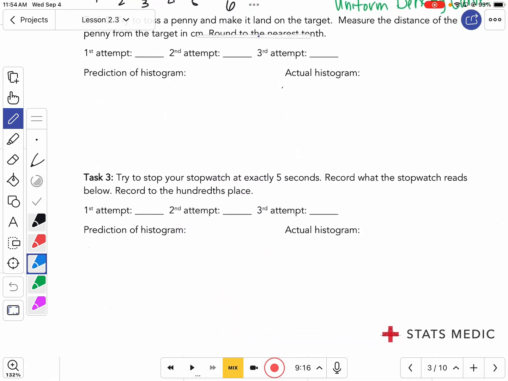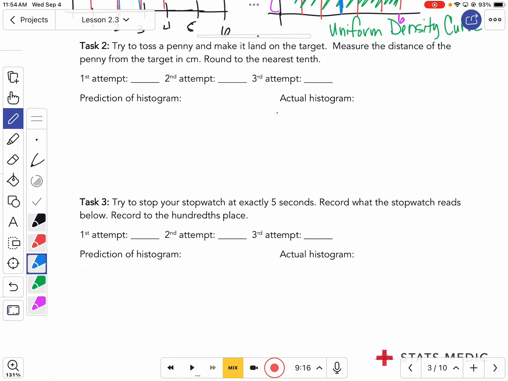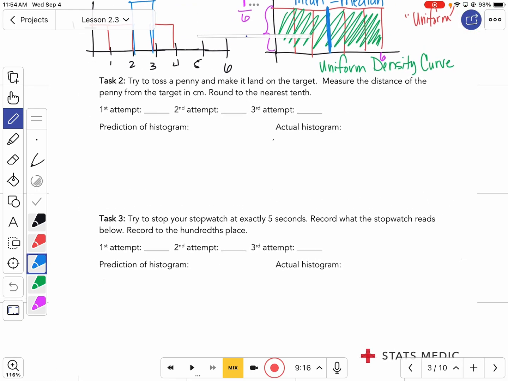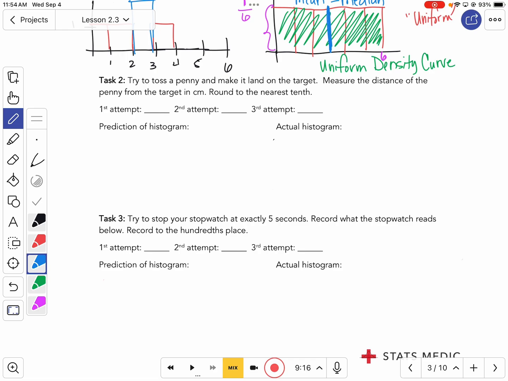Okay. So if you're aware, there's a timer, there's a stopwatch, be it on your iPad. Okay. So let's find that widget on your iPad, because here's what we're going to do. We're going to turn our stopwatch on, and we're going to try to stop it at exactly 5 seconds, all right? And whatever number we get, we're going to write that down, okay? So let me show you.